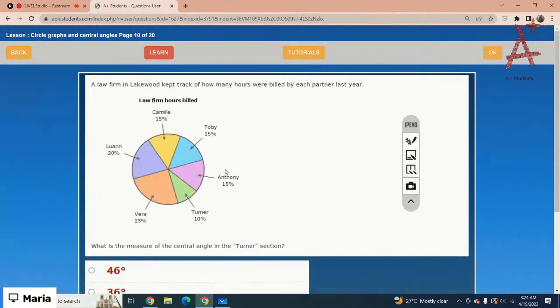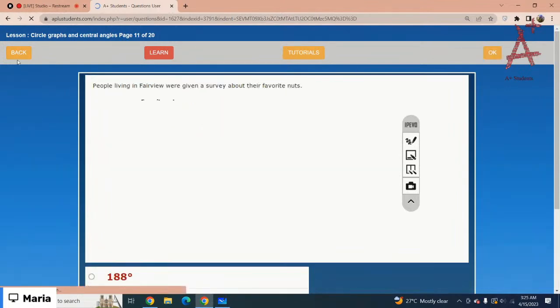Okay, the next one is a law firm at Lakewood kept track of how many hours were billed by each partner last year. What is the measure of the central angle in the Turner section? So which is the correct option? Turner section, it is 10%. So 10% of 360 degrees is... Yes, that would be 636 degrees. Got it? Okay, you can complete the test by yourself later today. Let me just move on to the next lesson.